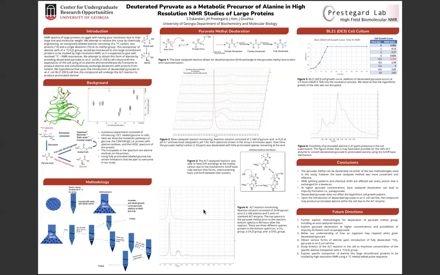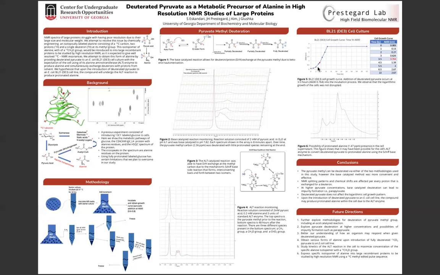Figure 4 shows two spectra, the top one being prior to the alanine aminotransferase enzyme, and the bottom one being 48 hours after the reaction has been completed. And in the bottom one, we can see that 3 species are present, the leftmost species being a CH3 group, the middle species being a CH2D group, and the far right species being a CHD2 group.